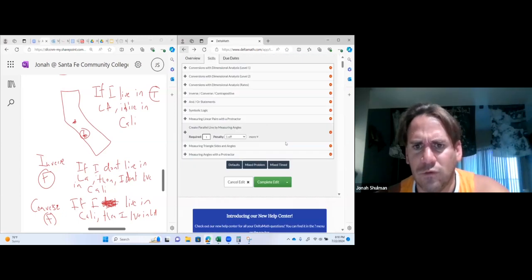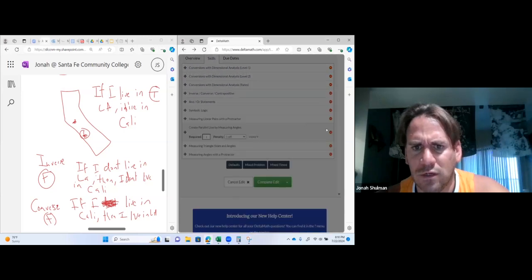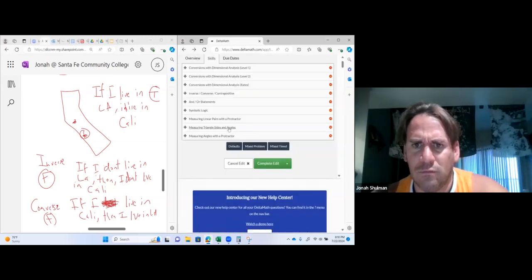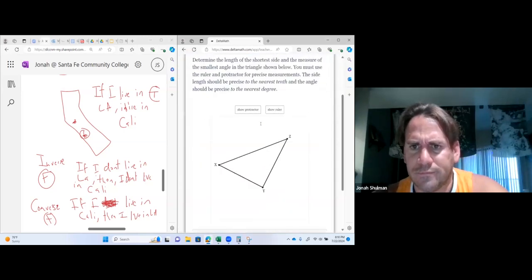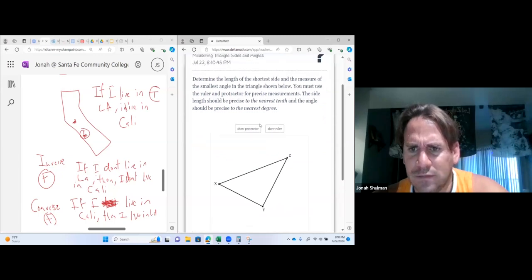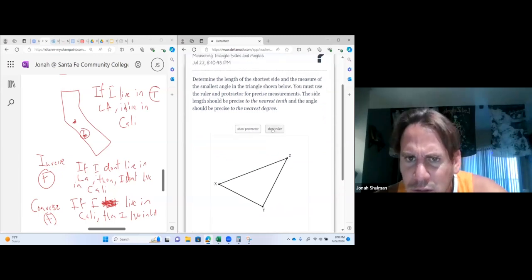We've done this one before, creating parallel lines by measuring angles. Determine the length of the shortest side. You must use the ruler and protractor.